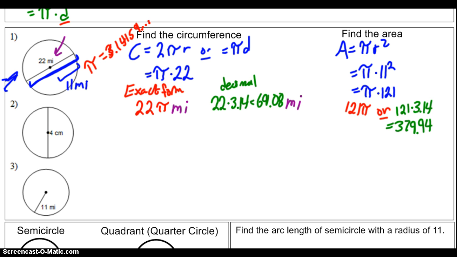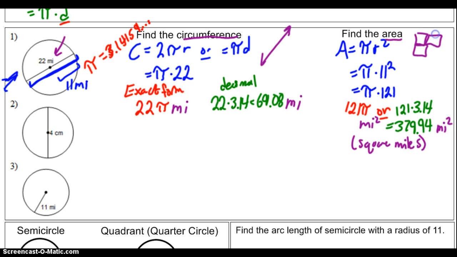379.94. Now remember, the units for these are going to be miles squared, or also known as square miles. Now remember, area is always in units squared, and circumference is always in just the regular units. The reason is because circumference is a length, it's a distance. And area, well, area is, I guess, the amount of space that something takes up in 2 dimensions. So because of that, we write these units in square miles.